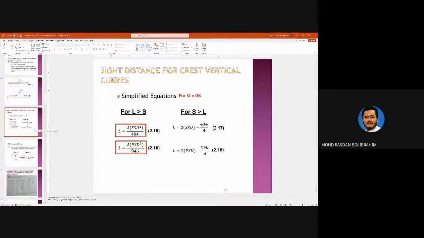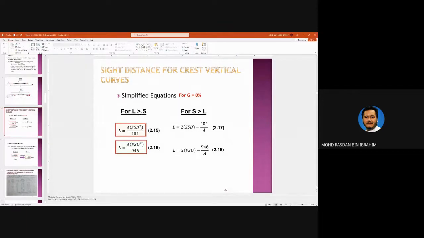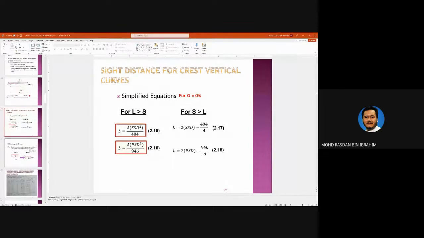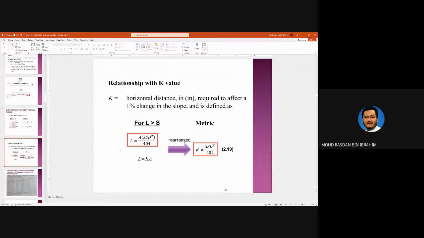All right, so when we simplify the previous equation, we will get this for L more than S. L equals A SSD squared over 404. This one is for stopping sight distance, and this one is the L for passing sight distance. And the value of k you can rearrange so that it becomes k equals SSD squared over 404. Okay, it starts from this diagram, because L is equal to KA, you can arrange this into this formula.